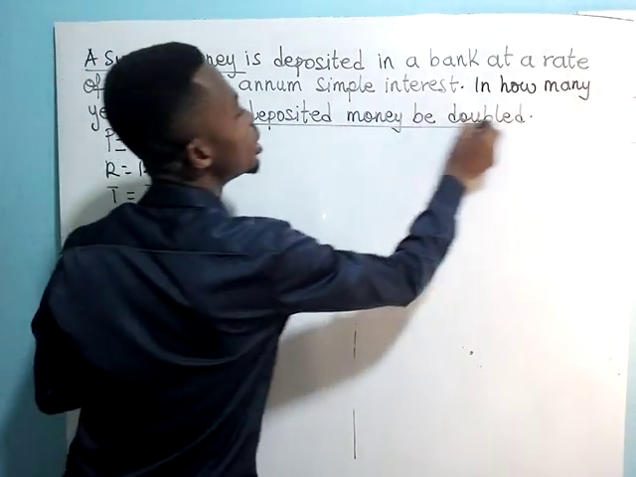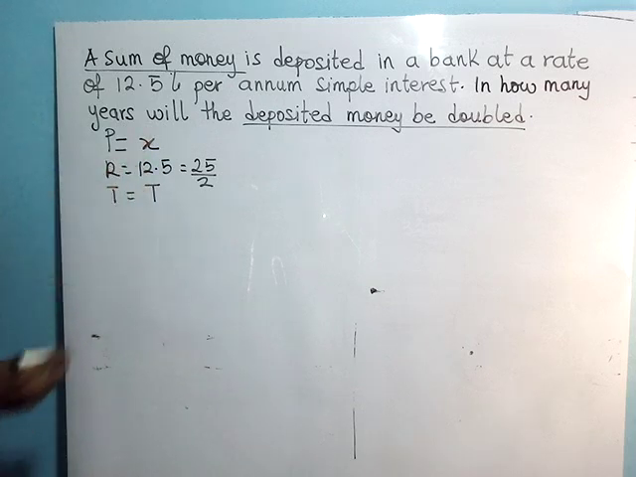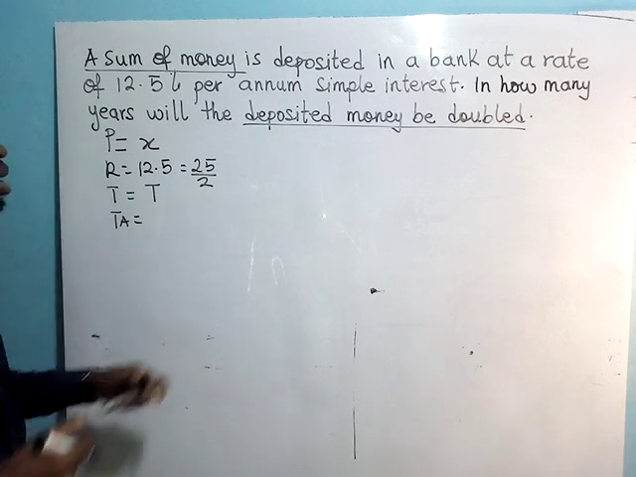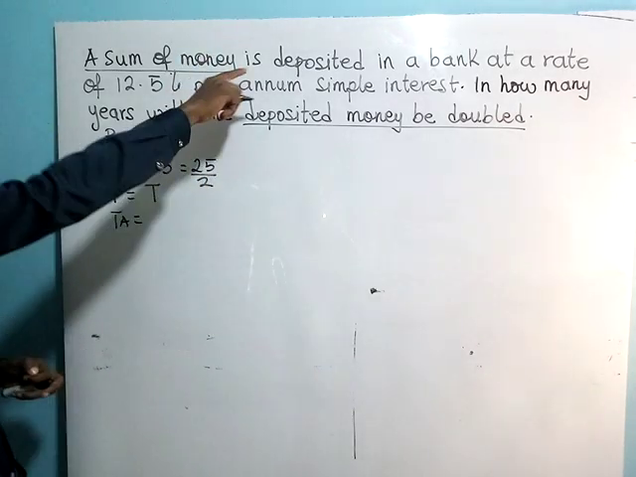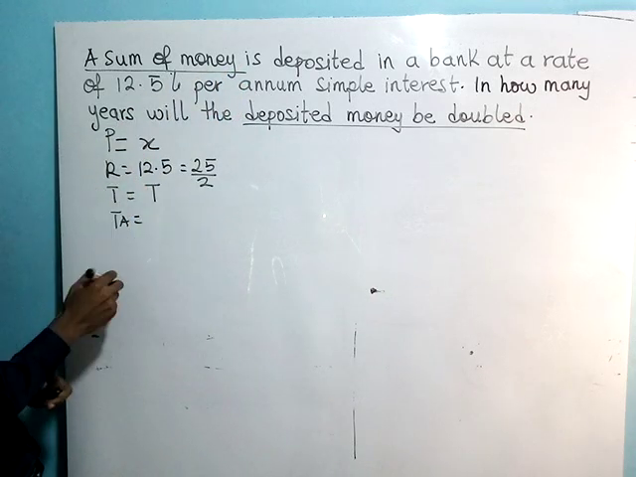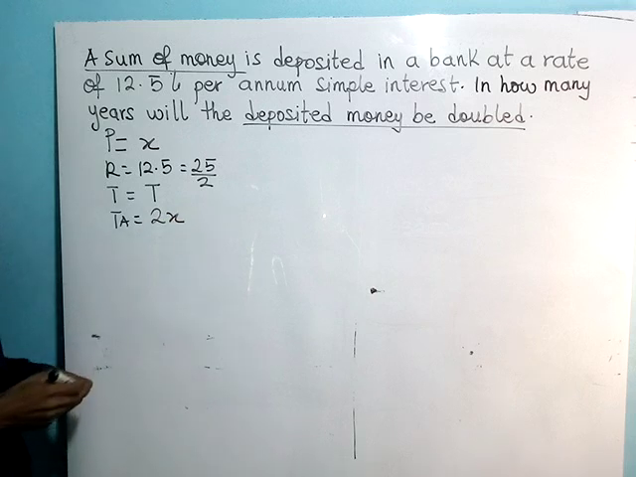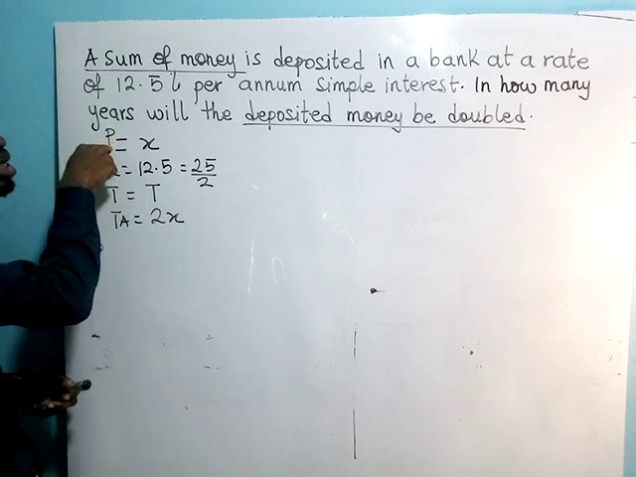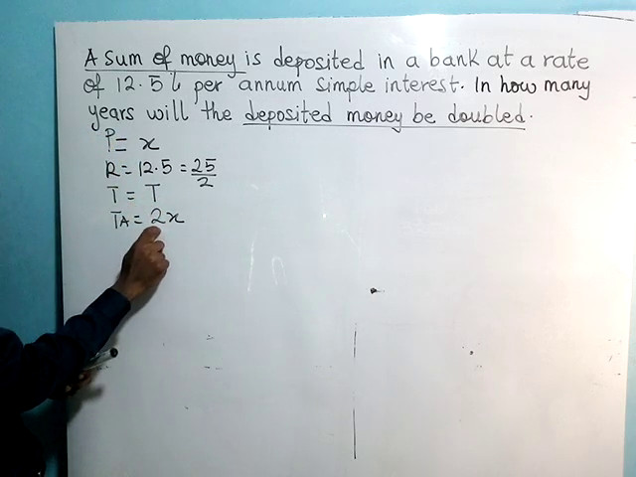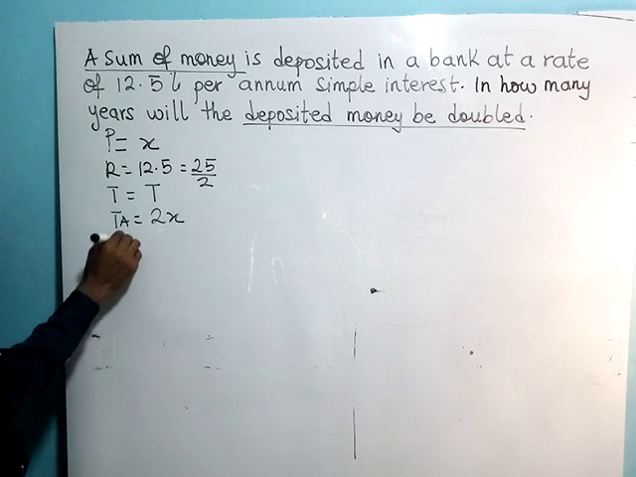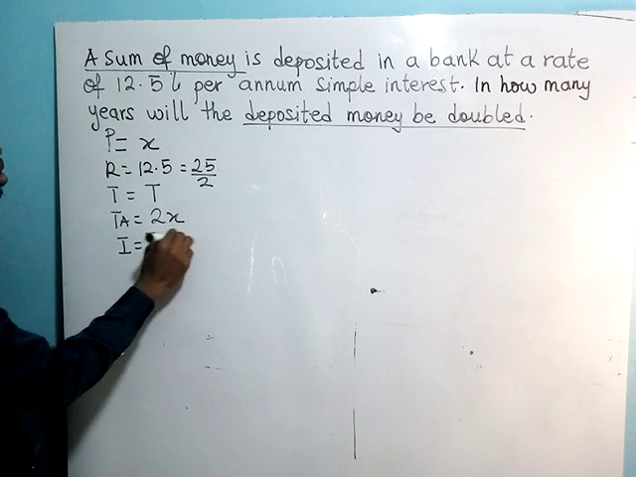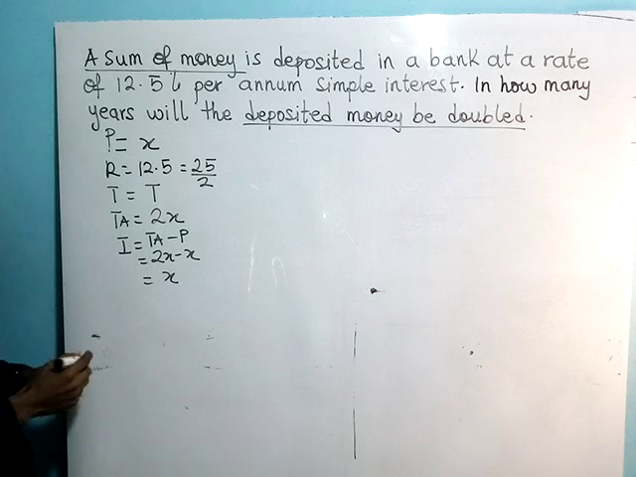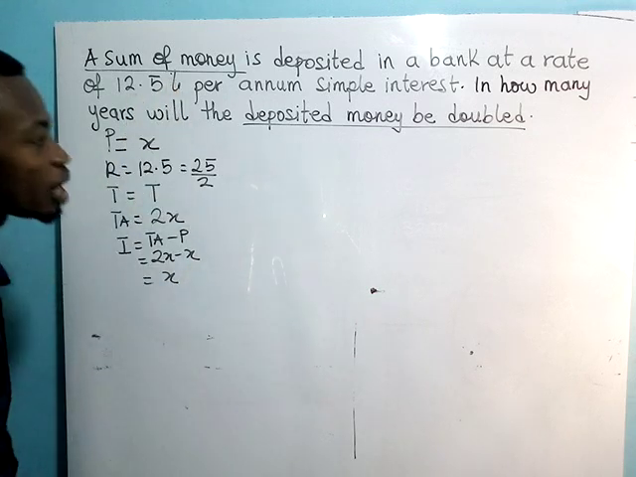Now here, this talks about the total amount after the investment. So it means that your total amount will be twice the amount you deposited. So if the amount deposited is X, then the total amount becomes 2X. Now take note, within the total amount, we have the principal and the interest. So from here, we can obtain the interest. So we can say our interest is equal to the total amount minus the principal, which will be 2X minus X, giving us X.